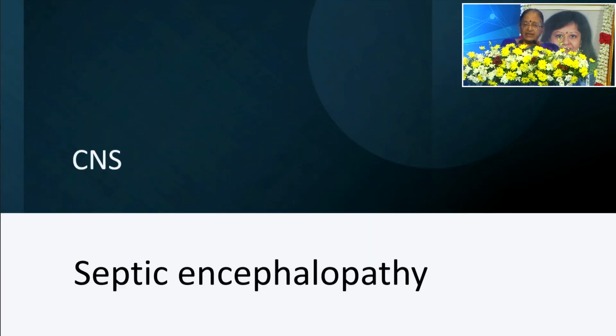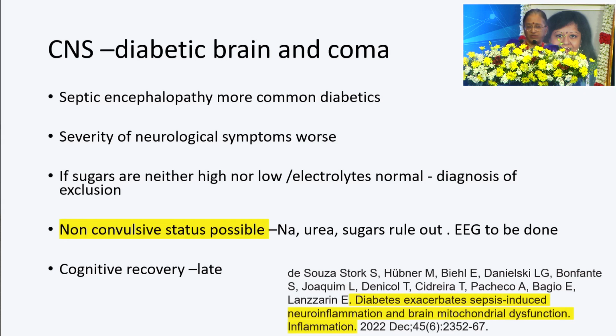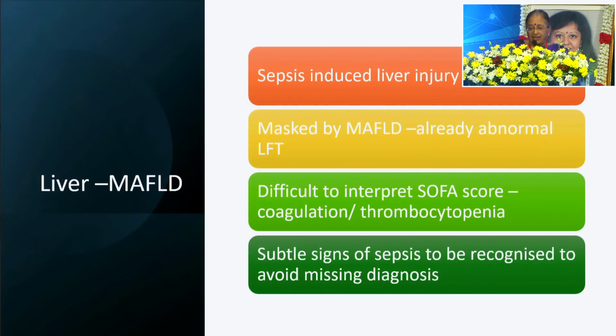Moving on to the CNS, we all know that septic encephalopathy is known. Many of our patients in ICU with diabetes with sepsis are unconscious or have altered sensorium because of sepsis. It's much more common in diabetics. Severity is more, and if sugar, electrolytes, the usual suspects are all ruled out, then please remember it could be septic encephalopathy. Non-convulsive status is known. Many times we do the EEG in patients in our ICU to rule out a non-convulsive status. He's not having a convulsion, but EEG is showing abnormality, and cognitive recovery is late.